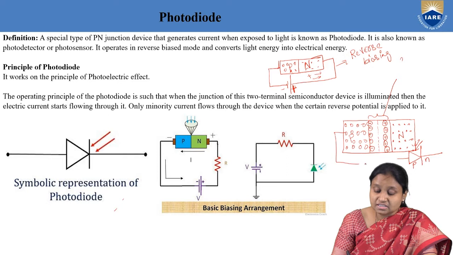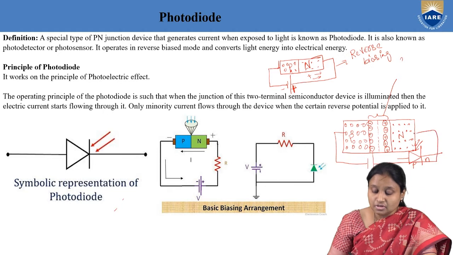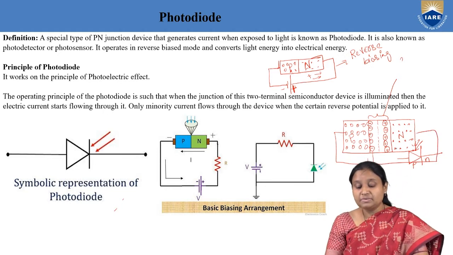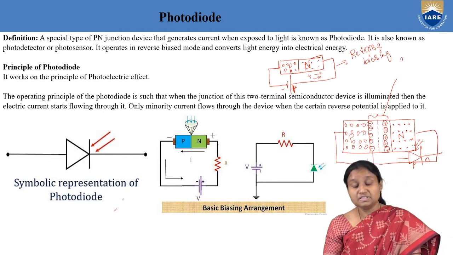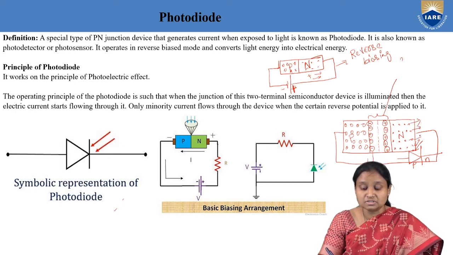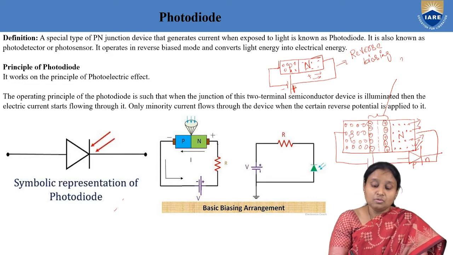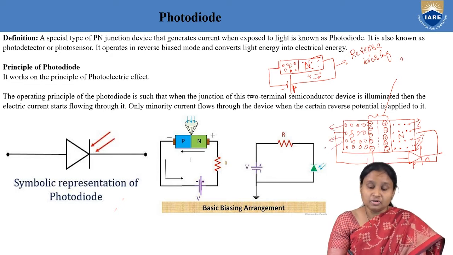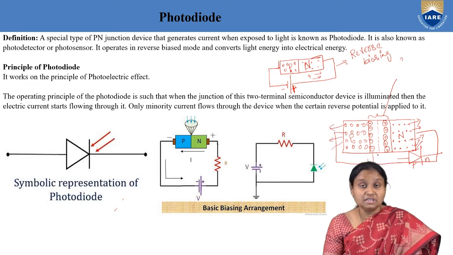And if this PN junction is connected in such a way that N type is connected to the positive terminal and P type is connected to the negative terminal, then these electrons are attracted towards the positive terminal of the battery, and these holes are attracted towards the negative terminal of the battery. Then what happens to the depletion layer? The depletion layer will be increased.